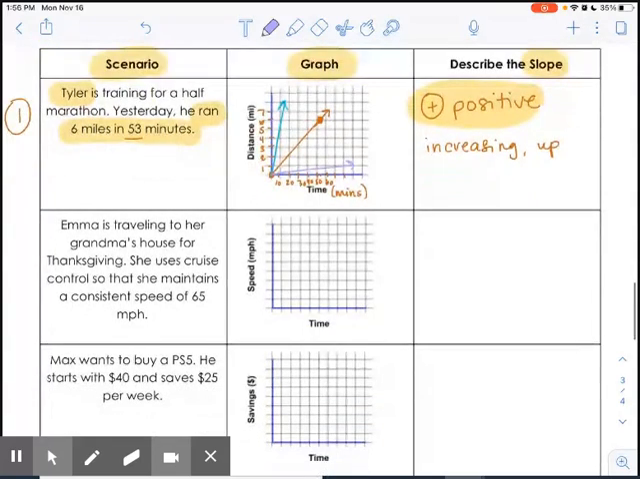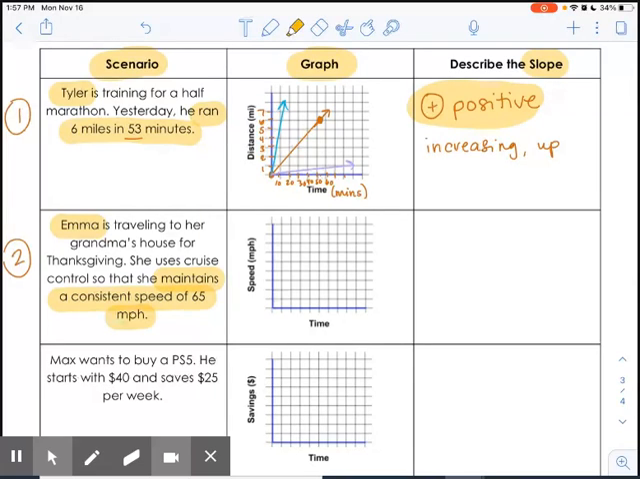Now we'll look at another scenario. So if you're writing these by hand, I want you to put a number 2. This one says, Emma is traveling to her grandma's house for Thanksgiving. She uses cruise control so that she maintains a consistent speed of 65 miles per hour. If you're writing this by hand, all you need to write is Emma maintains a consistent speed of 65 miles per hour. You can cut out the other stuff about Granny, unless you really want to write it down, you can. You don't drive yet, so you might not know.